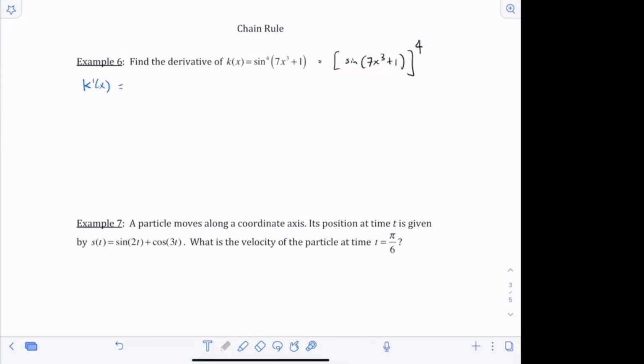So when you do this guy, this is going to be 4 times something to the third power. We keep the inside, sine of 7x cubed plus 1. And then we multiply by the derivative of the inside. The derivative of the inside is going to be... Oh, wait, let's just write it in steps. This would be sine of x, 7x cubed plus 1. Any questions about that first step there?